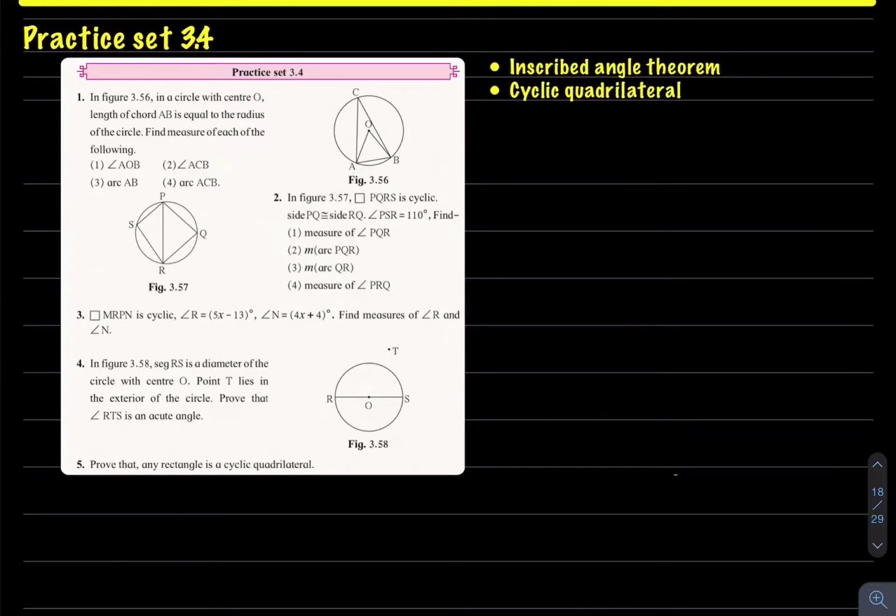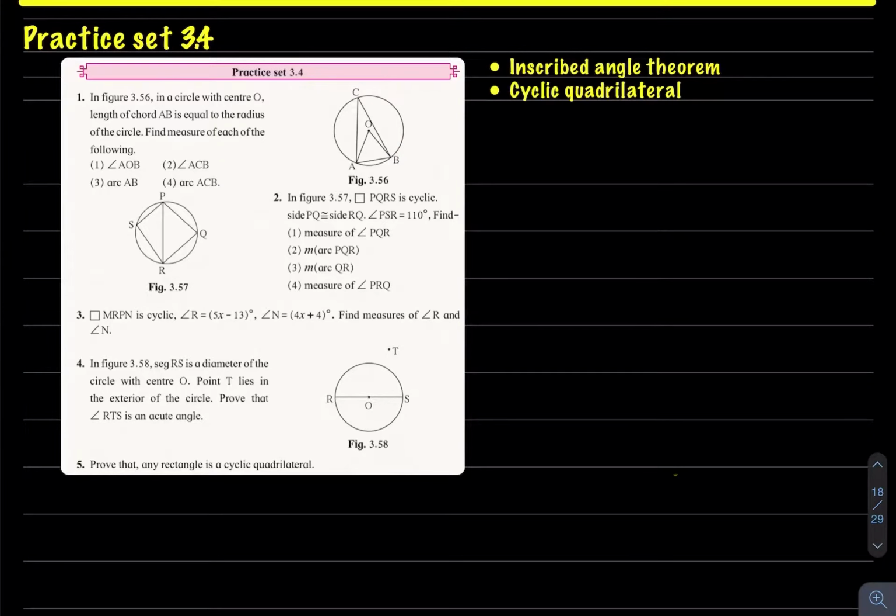In figure 3.56, this figure, the length of chord AB is equal to the radius of the circle. Then find the measure of each of the following. First, angle AOB, then angle ACB, arc AB and arc ACB.